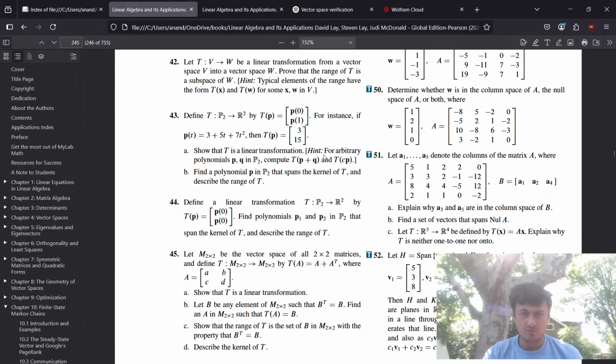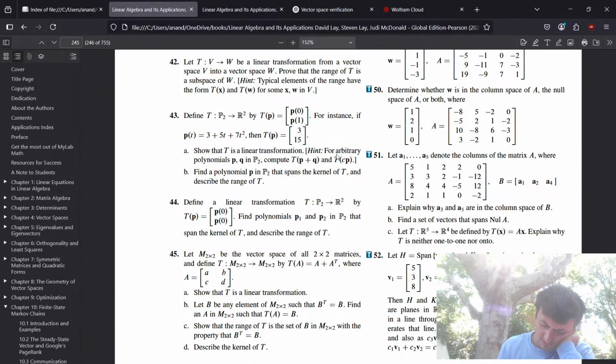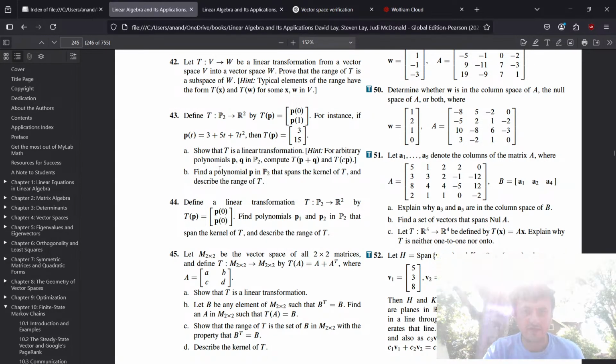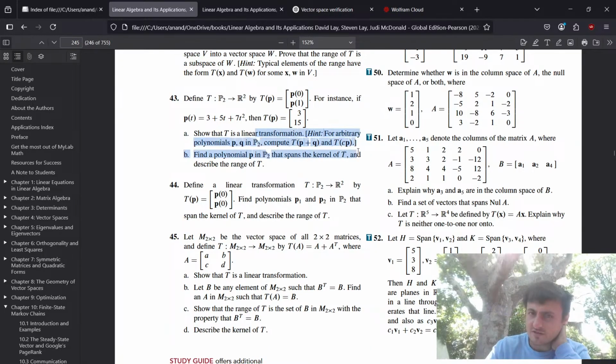And then if you scale this, let's call the variable alpha or something. So we have alpha a plus alpha bt plus alpha ct squared. So you can factor this. Okay, so I think we did show that it is a linear transformation.